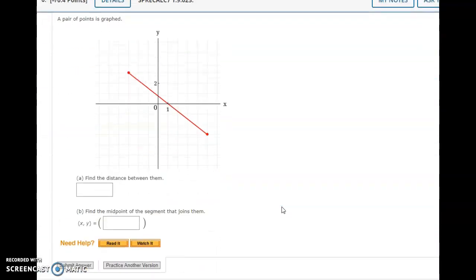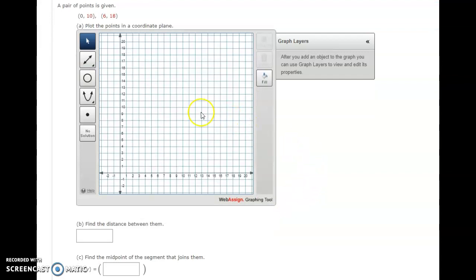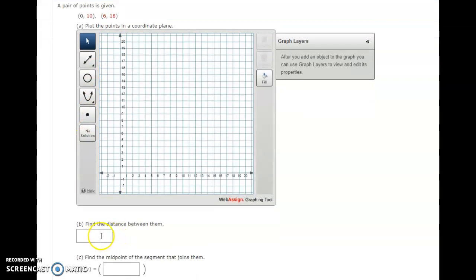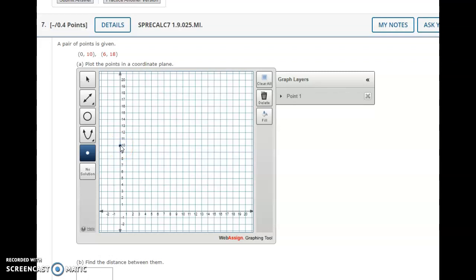Let's see some other graphing. Here we have another graphing one. This is a pair of points which we will plot, and then we will be asked for the distance between them. So for this one, I'm going to choose the plotting tool, and I'm going to use this point, and I have to be very precise here. So 0, 10, and I want to make sure that I put it right on the corner there.